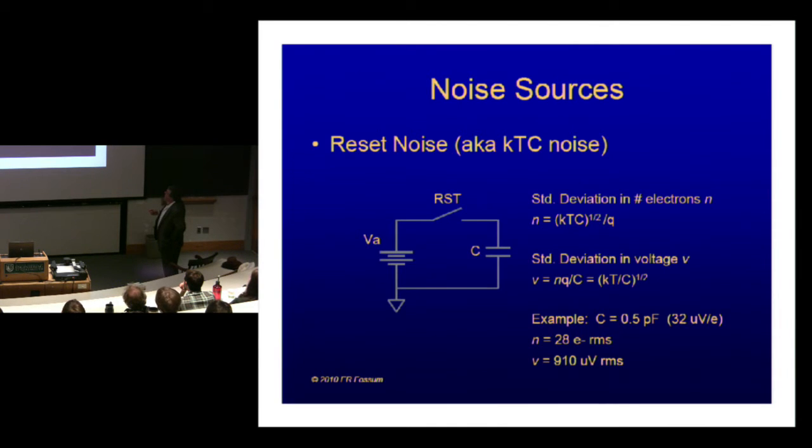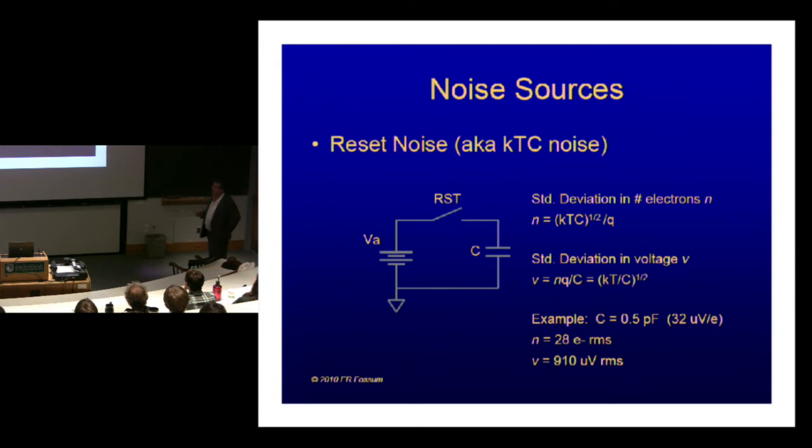Here's another type of noise, which is another fundamental noise, but you find it in circuits, and it's called reset noise. If you have a battery and a capacitor, and you connect the battery to the capacitor by closing this switch, you expect the capacitor voltage to be exactly equal to VA. And when you open the switch, there's no place for those electrons to go, so you expect the voltage to still be exactly VA.